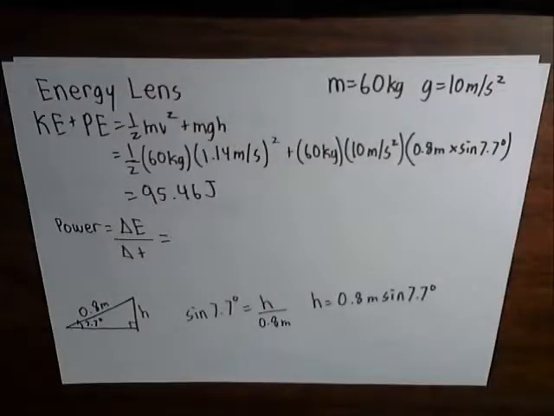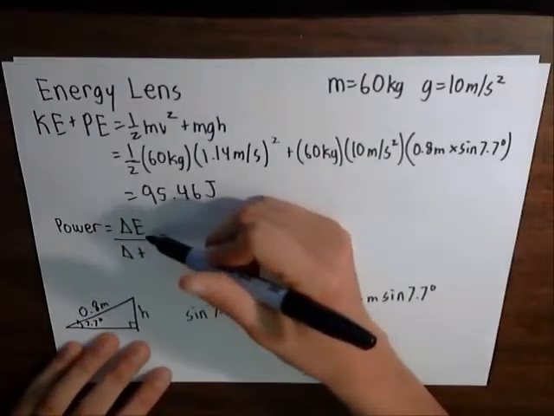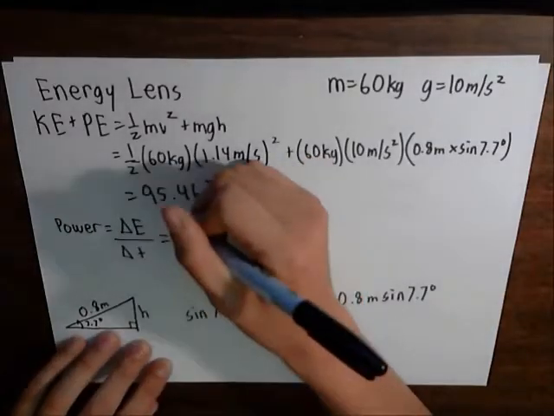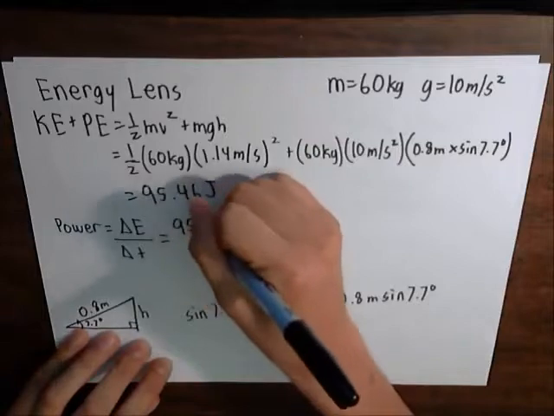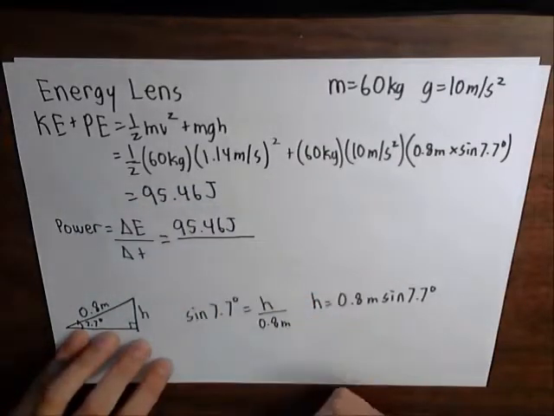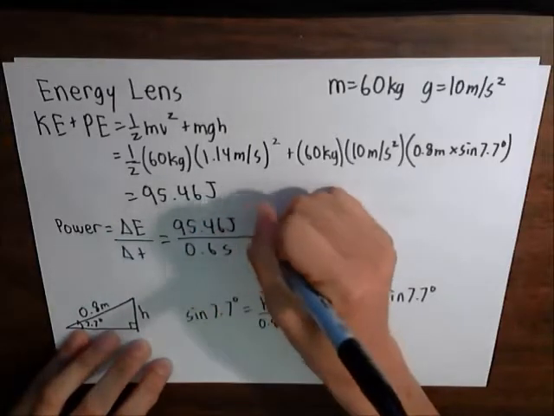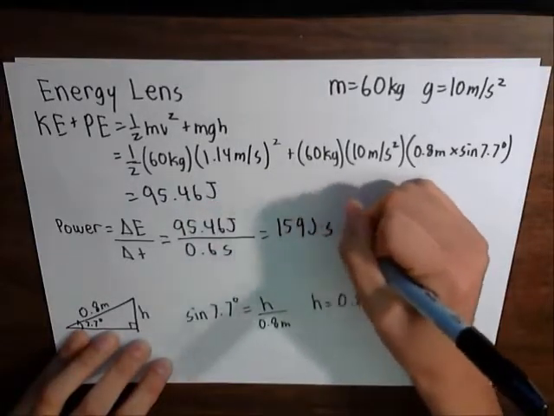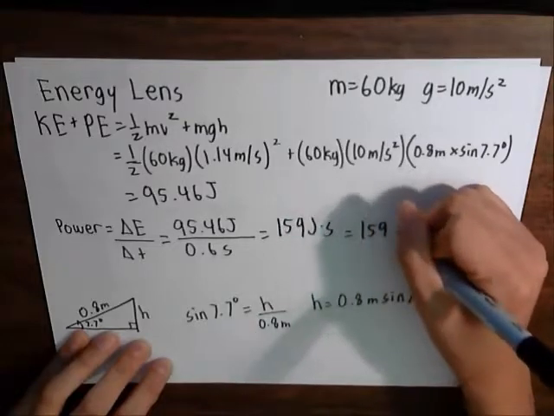So now with that information we can find power, and we know power to be the change in energy over the change in time. So we just found the change in energy because we started with 0, so 95.46 joules over change in time, which is 0.6 seconds. So if we calculate that, we get 159 joules per second, or 159 watts.